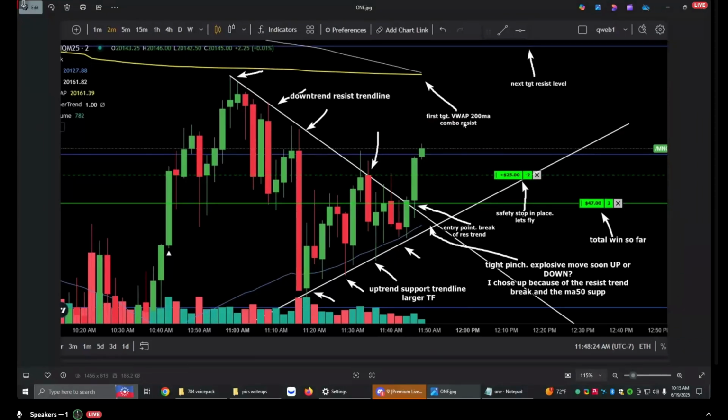So yeah, my first target would have been the VWAP. That's the next point of interest. After that, the next point of interest is a resistance level that I had drawn from doing homework the previous night. So that's my first one I wanted to go over. My first write-up, first picture. We can discuss or we can continue if you guys have any questions.